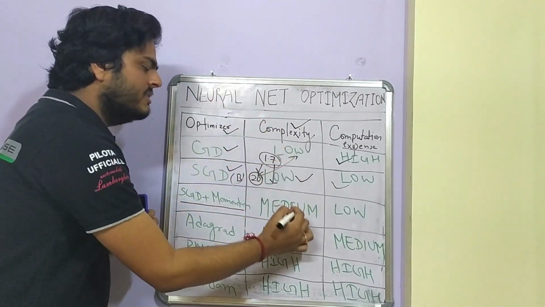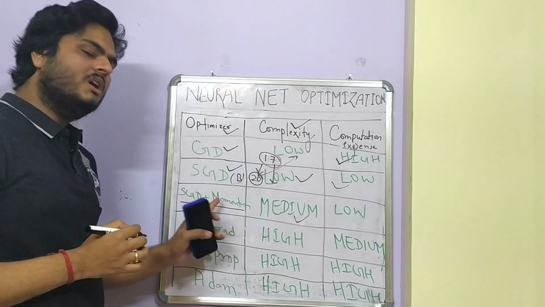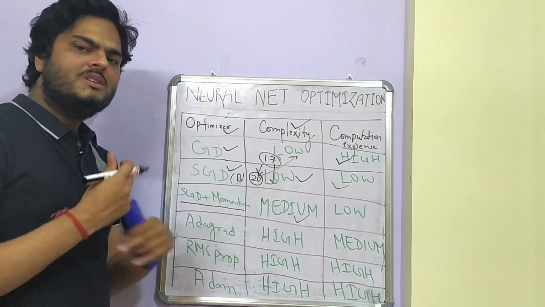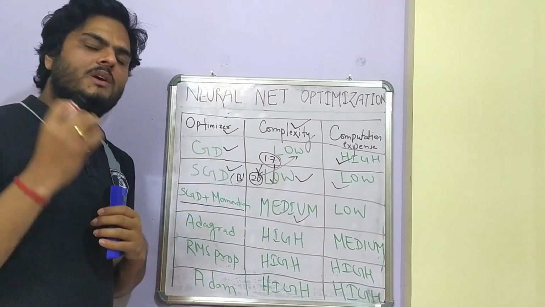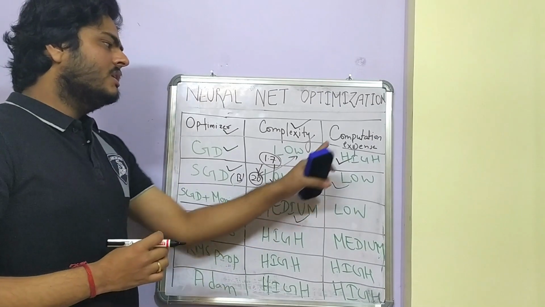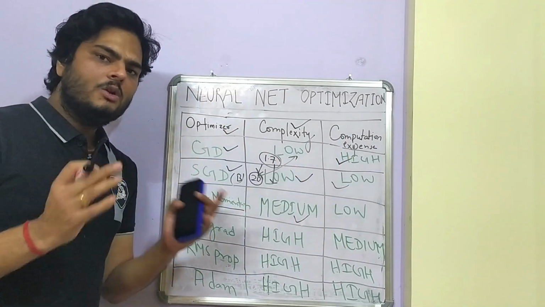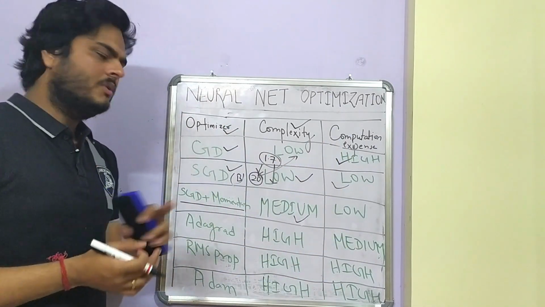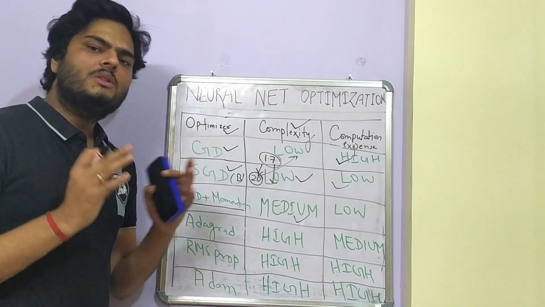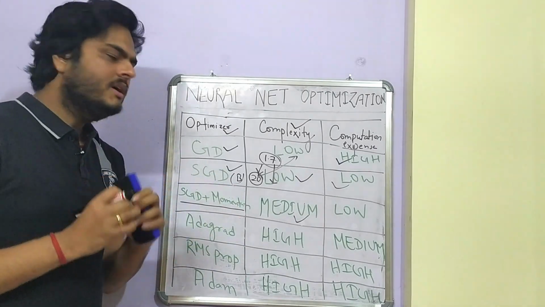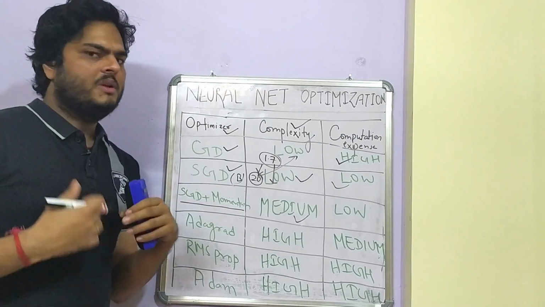I am saying complexity medium because there is another term included here, momentum, which makes the algorithm more complex. So you have to choose the right momentum. Computationally expensive, it will again be low because it is built on top of mini batch stochastic gradient descent. Okay, this is about the first three optimizers.